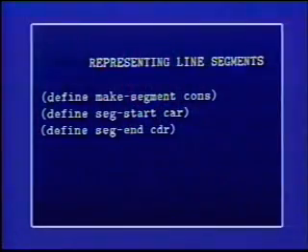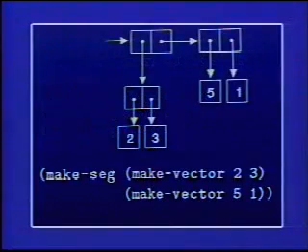We can make a constructor that makes a segment using cons, selects out the start of a segment, selects out the endpoint of a segment. And then if we actually look at that, if we peel away the abstraction layers and say, what's that really as a pair of pairs, we say, well, that's a pair. Here's the segment. Its car is a pair, and its cdr is also a pair.